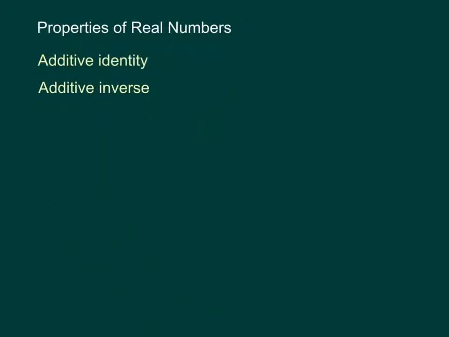Next, the additive identity and additive inverse. Remember that the additive identity is 0 because that is the number when you add it to anything, it will not change its value. So additive identity is the fact that a number plus 0 will just stay that number.